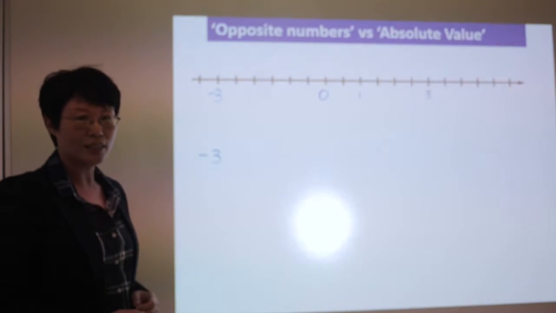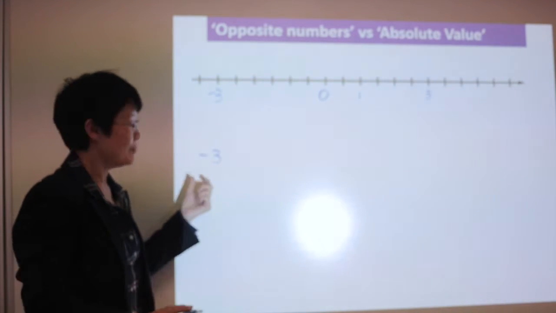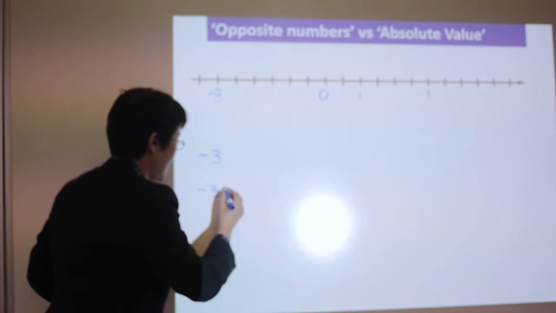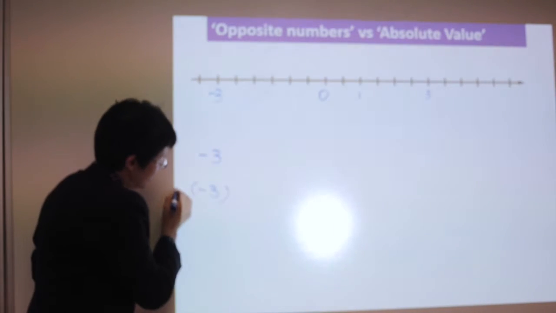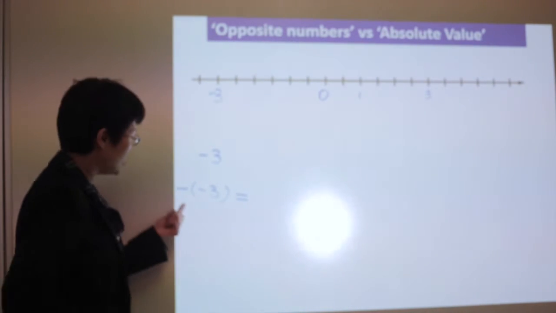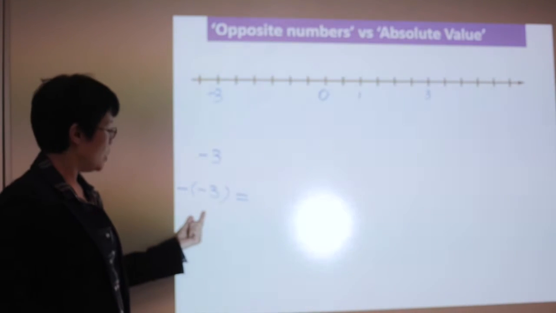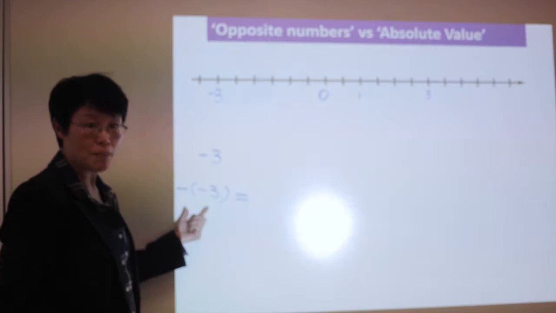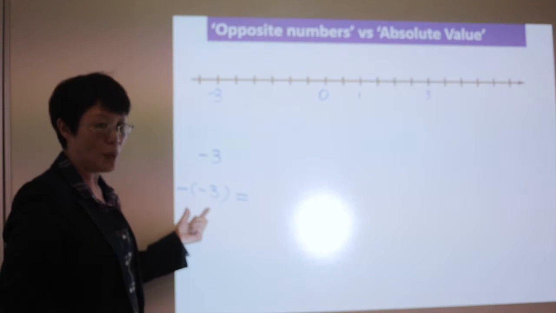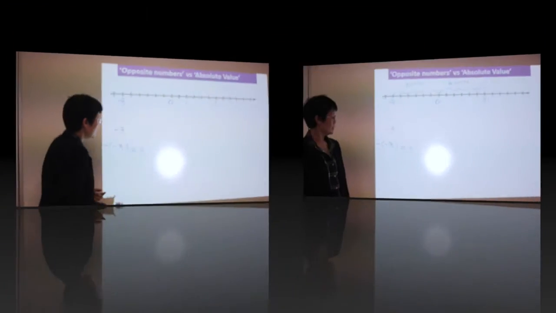Now you may ask, what is the opposite number of negative 3? Again, we simply put a negative sign in front of it. So this is equivalent to negative 1 multiplied by negative 3. We know that when two negative numbers multiply together with the same sign, the product is positive. So the answer is positive 3.